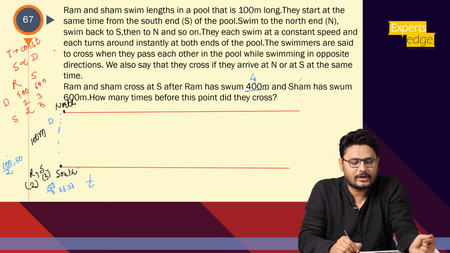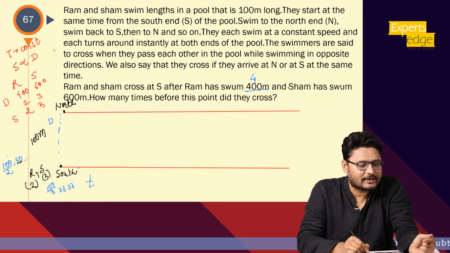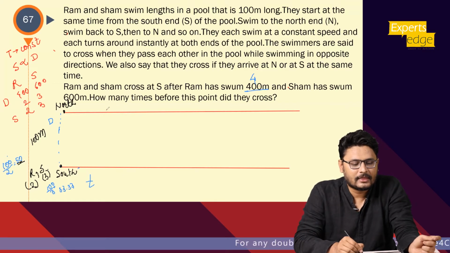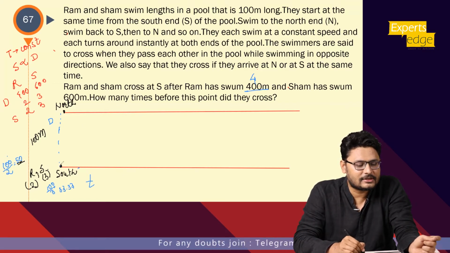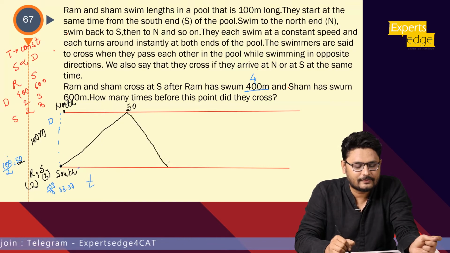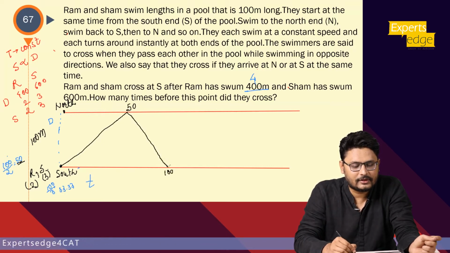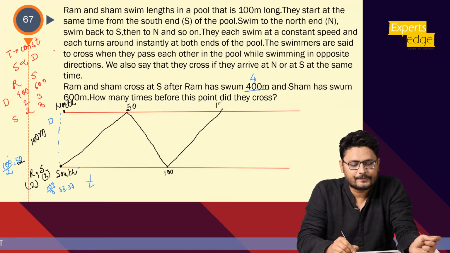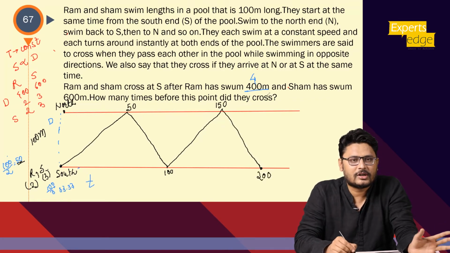And what is being asked is when Ram covers 400, meaning Ram's 400 is basically 4 rounds of this and Shyam's is 6 rounds. So let us draw any one of them. Let us take the Ram case first. Every 50 seconds he will travel this 100 meters. So let's say this is the first 50, then 50 more is 100, then 100 to 150, and the last is 200. So this is the 4 rounds, or 400 meters, of Ram done.